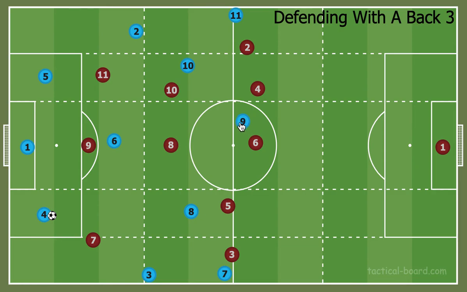It has to be careful that this player cannot access this space. So in the high block, it's dangerous to jump as a wide center back, but it is possible, and especially with a false nine, the wide center backs can jump forward to try and decrease the control the opposing team has with the ball in the half spaces in advanced areas.